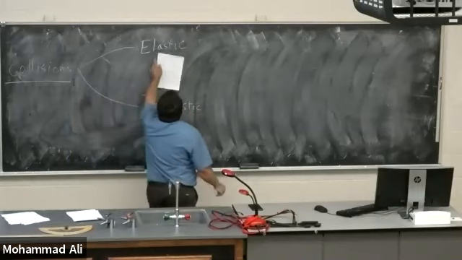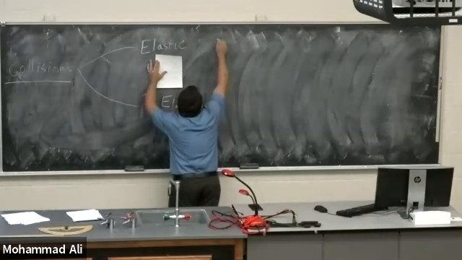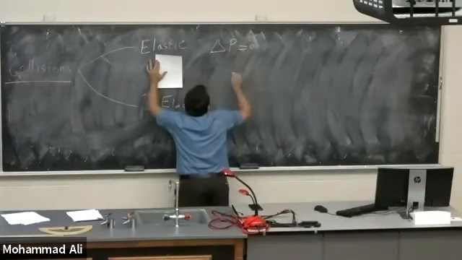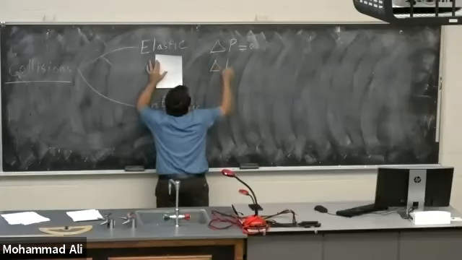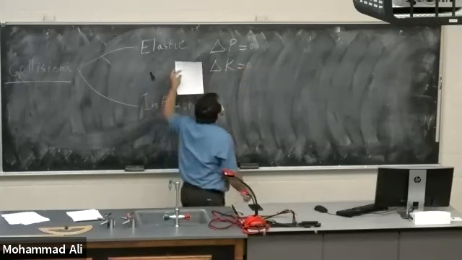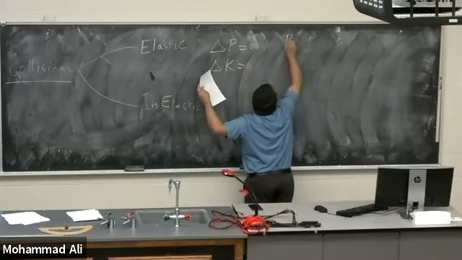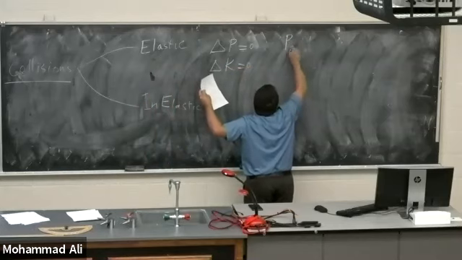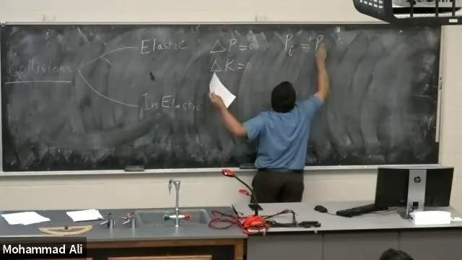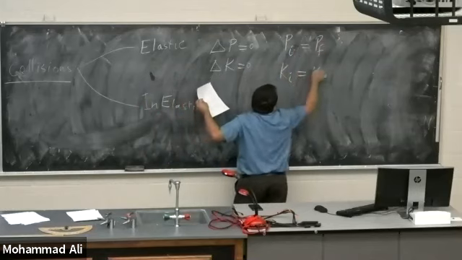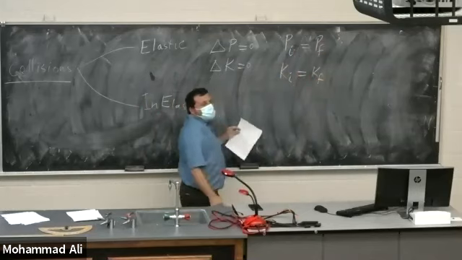In the elastic collisions, delta P of the system before and after is equal to 0, and the change in kinetic energy is equal to 0. That means P before, or initially, is equal to P finally, and kinetic energy initially is equal to the kinetic energy finally.